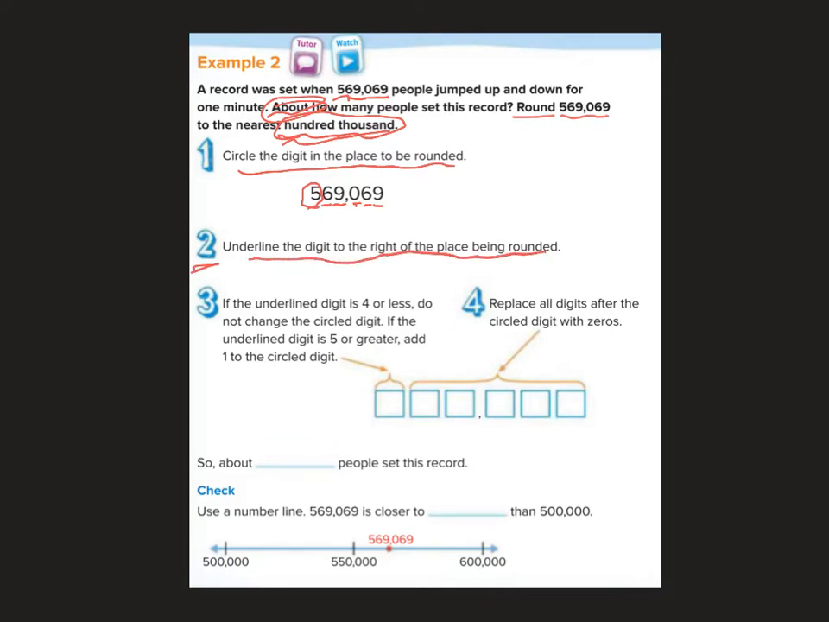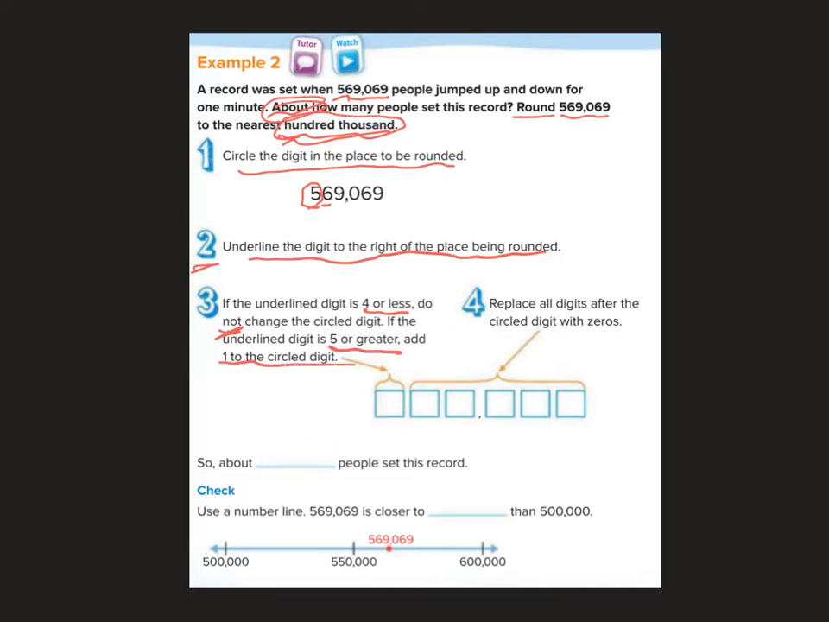Our second step is to underline the digit to the right of the place being rounded. Well, look at that, I already underlined all of them. But we're going to keep the 6 underlined because it's the place to the right. If the underlined digit is 4 or less, do not change the circled number. If the underlined digit is 5 or greater, we need to add 1 to the circled digit.